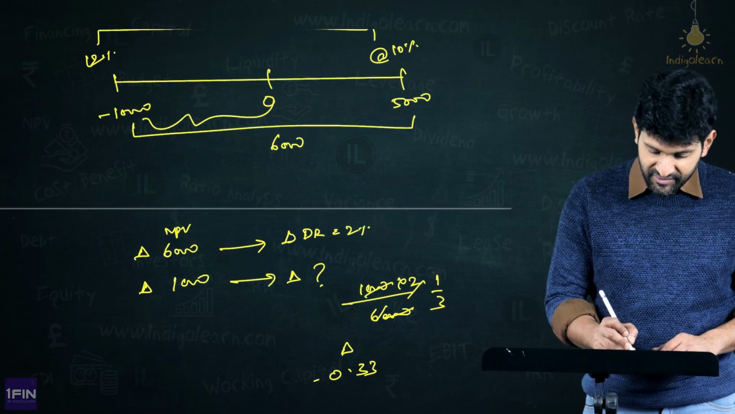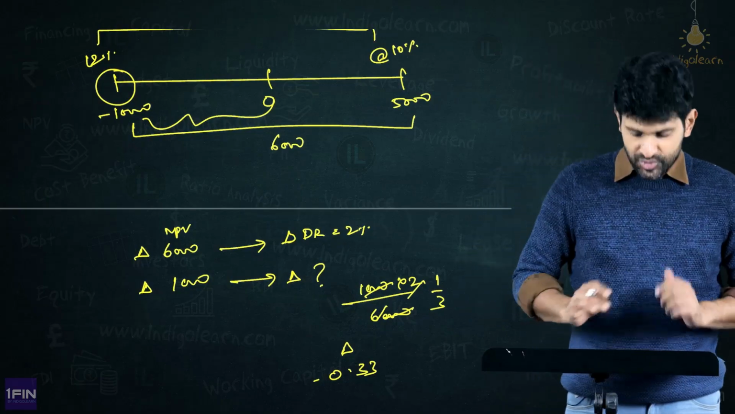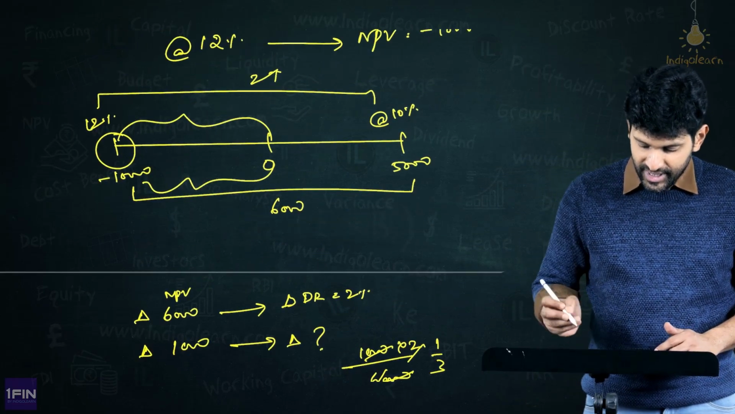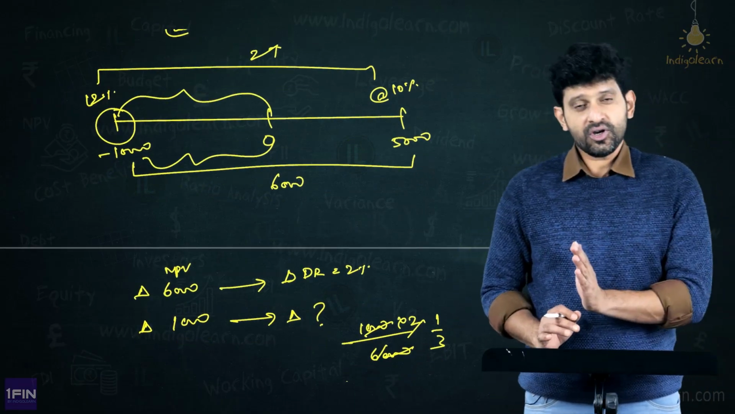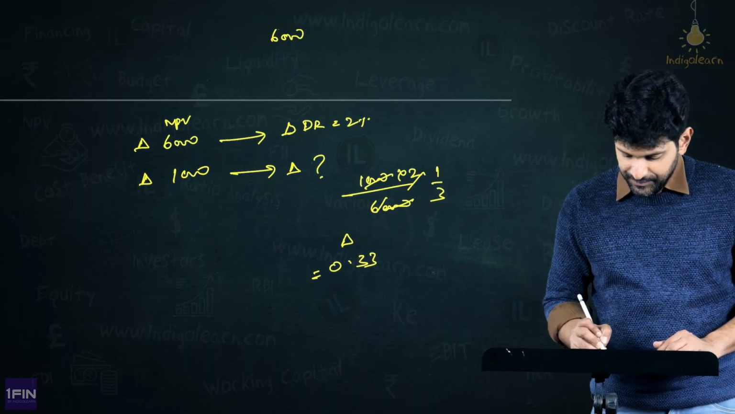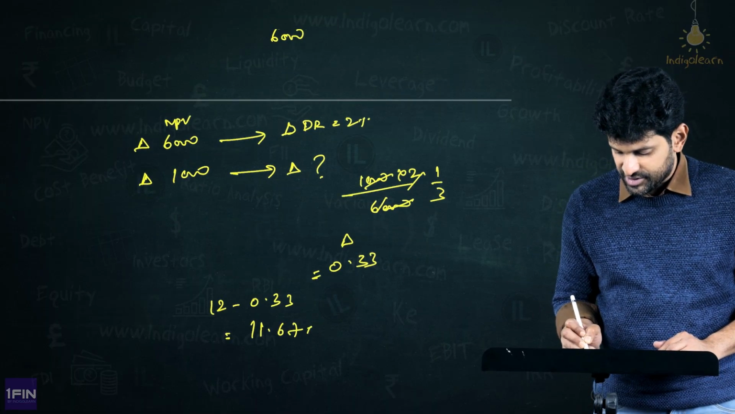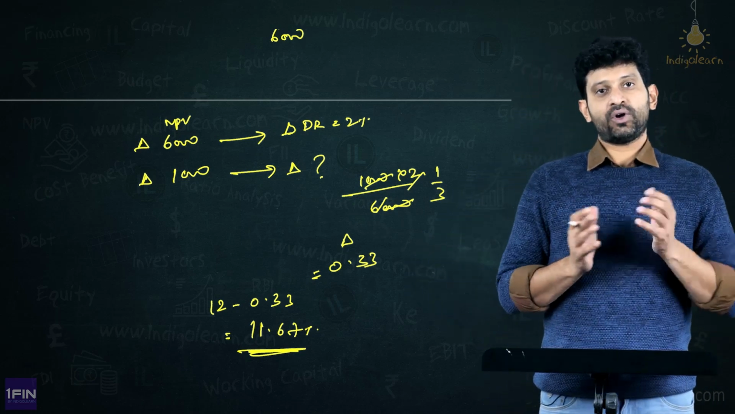From where? We have taken from this side, from 12%. Now, it is between 10 and 12. So, can we say, to arrive at this point, the change has to be 0.33 from where? From 12. Should we reduce or add? It is 12 to 10, it is decreasing. Therefore, 12 minus 0.33, that is 11.67%, is considered as IRR. So, this is how we will compute IRR.